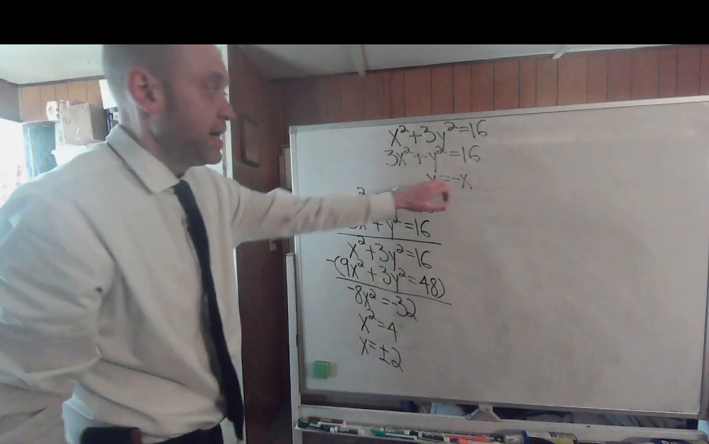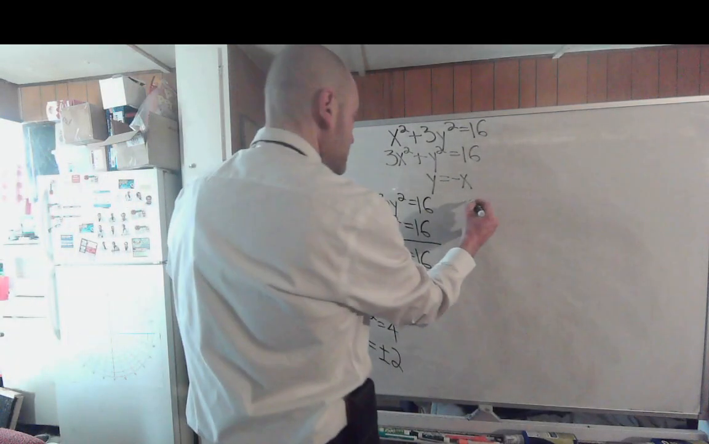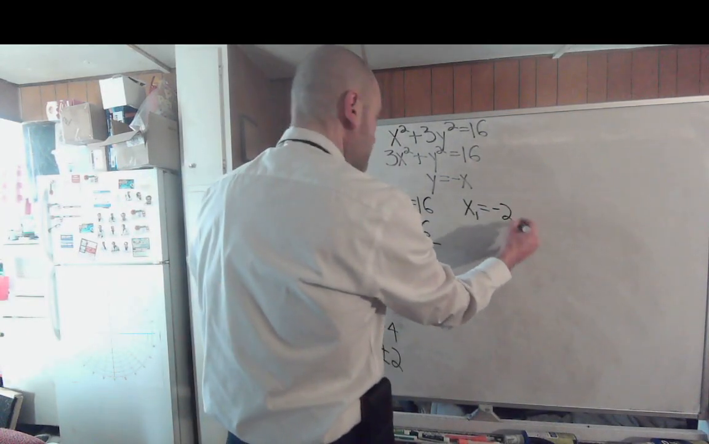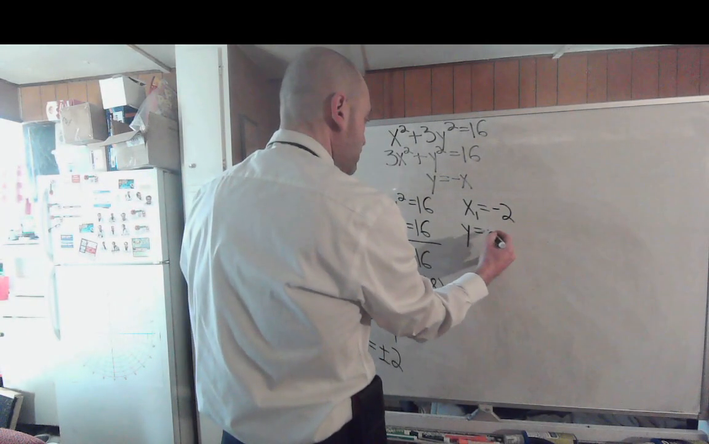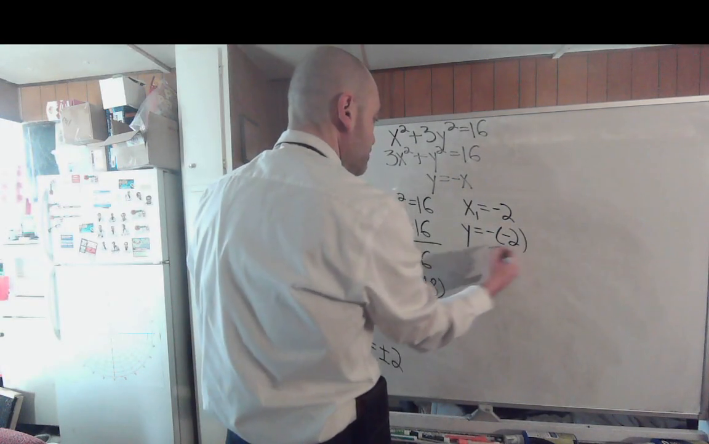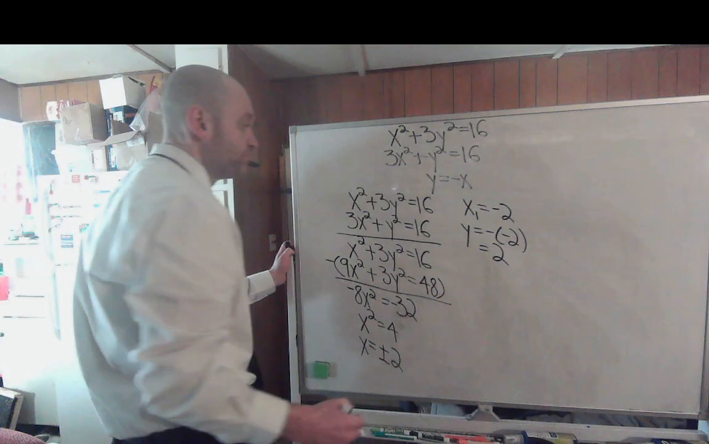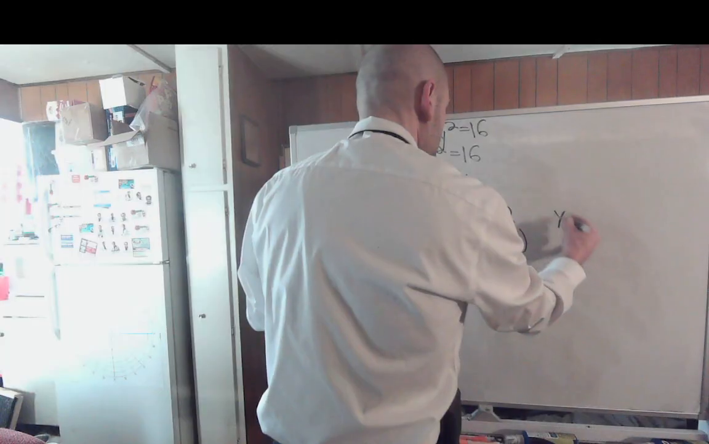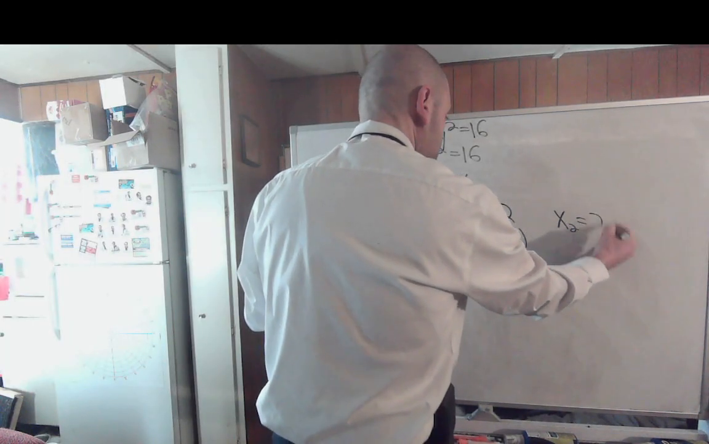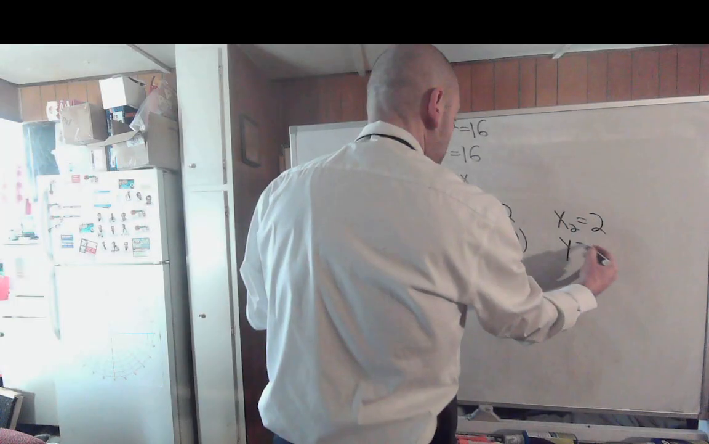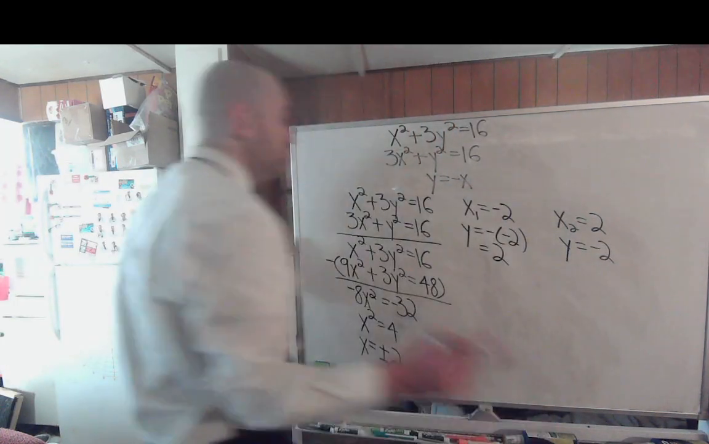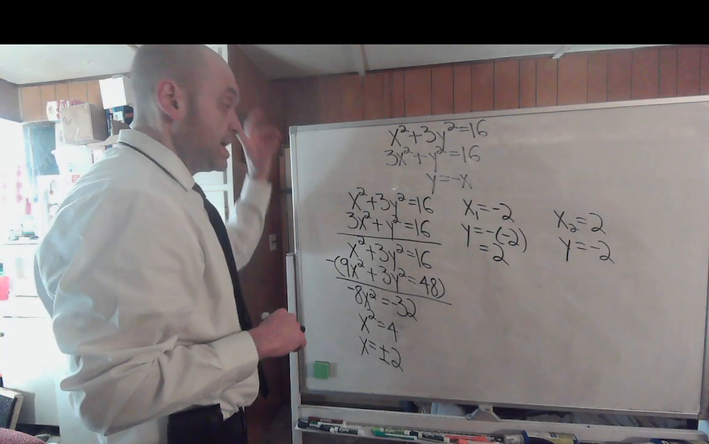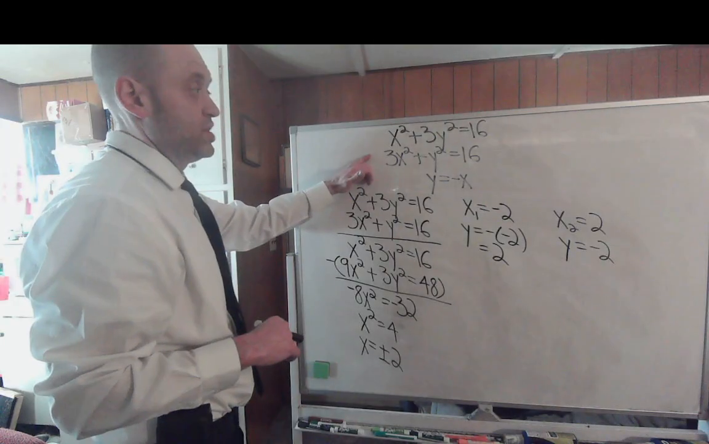Now we have y equals negative x. So if we take our first value of x, the negative 2, that means y would equal negative negative 2, which would equal positive 2. And then for our second value of x, positive 2, that means y would simply equal negative 2. But we need to test this theory in at least one of the other equations here.